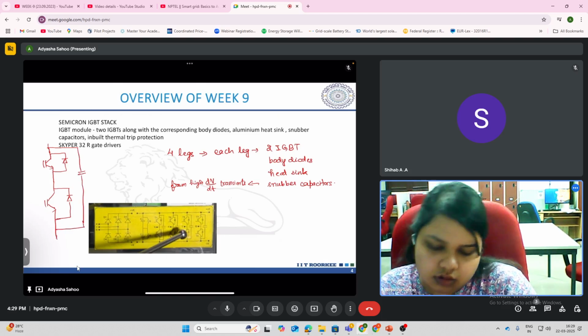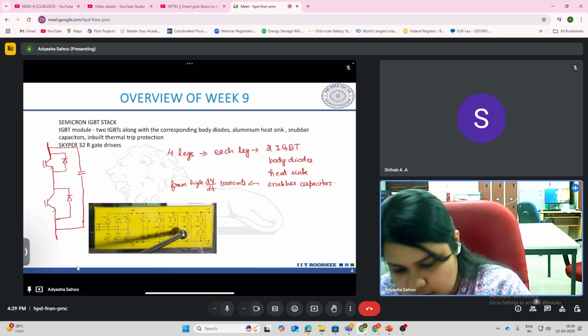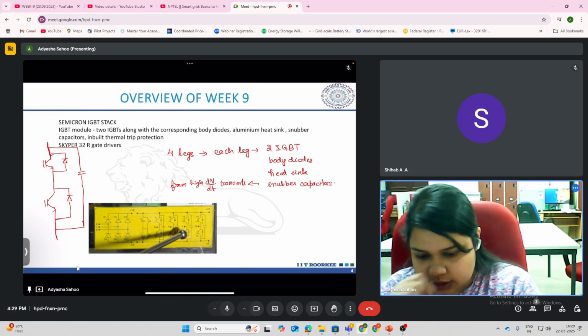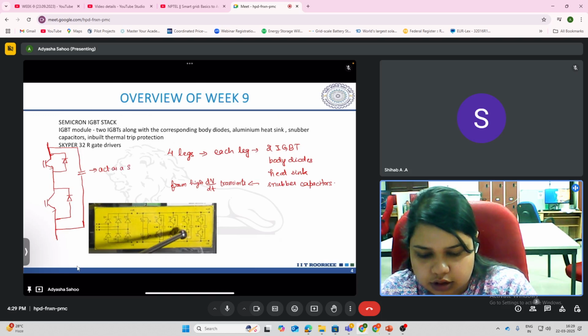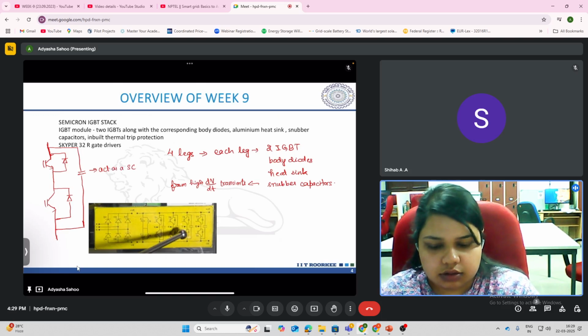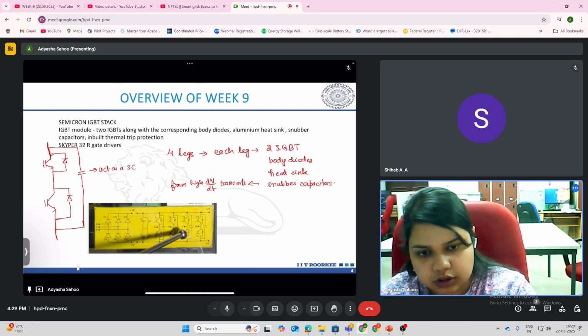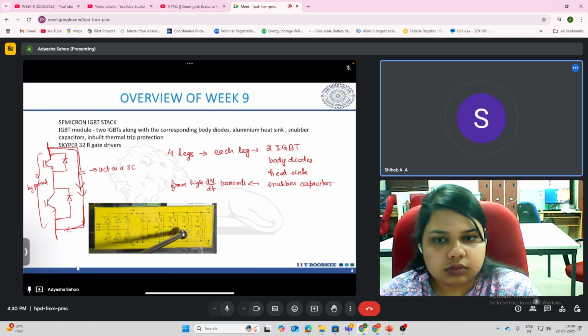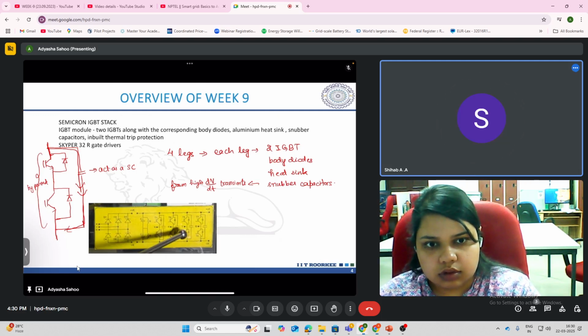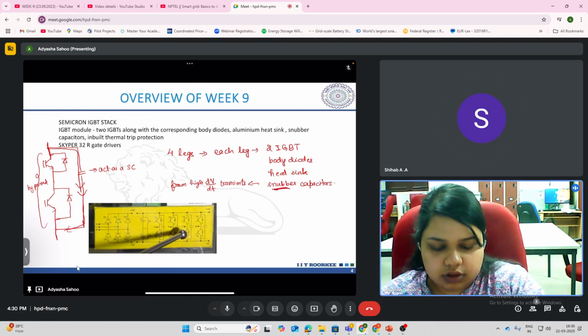So if a high dV/dt condition is detected in this leg, this capacitor will act as a short circuit. And if it acts as a short circuit, then you have a very low resistive path for the current to flow. So this leg will be bypassed and the current surge will flow through this capacitor. Yes, the circuit will be protected. So that is the function of the snubber capacitor.